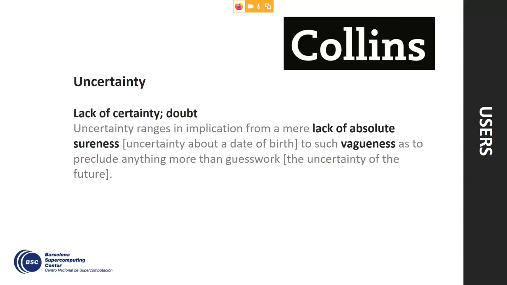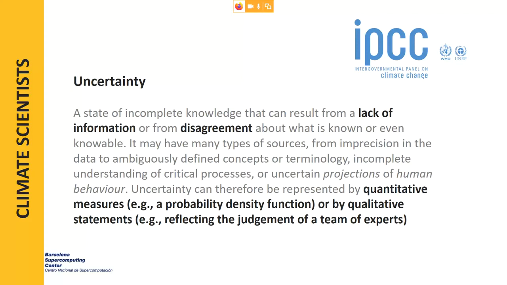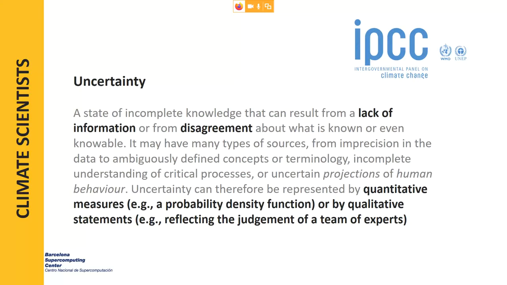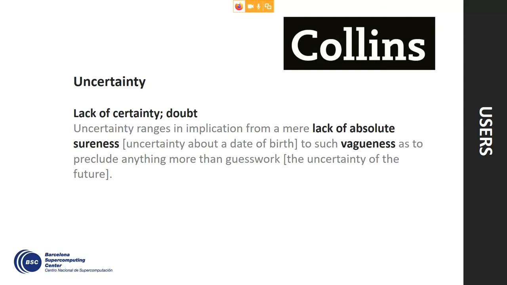If we are a normal user, a lay person, and we look for the definition of uncertainty, for instance in the Collins Dictionary, you see that the main definition is lack of certainty and doubt. So before we had lack of information, now we have lack of certainty. And before we had disagreement, meaning that there are models that tell you one thing, and other models that maybe tell you the opposite, but for users, it's doubt. It's something that you cannot take so seriously because it's vague, it's not sure.